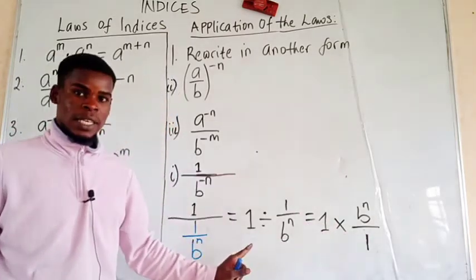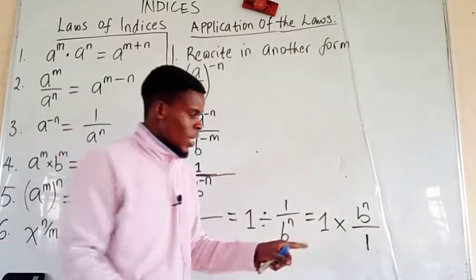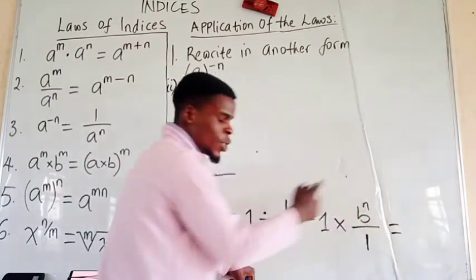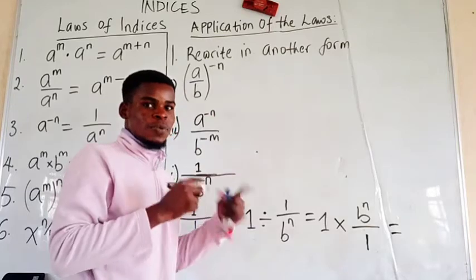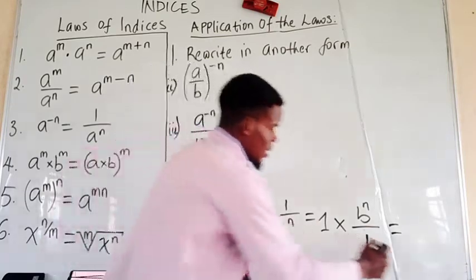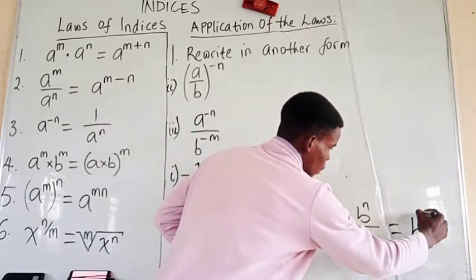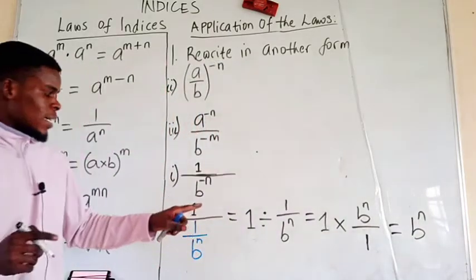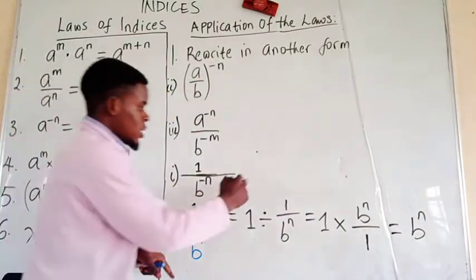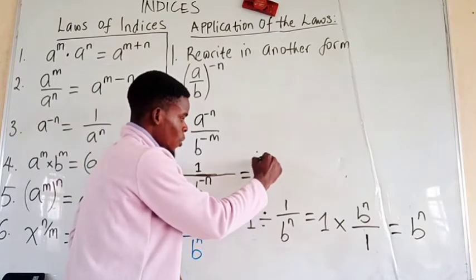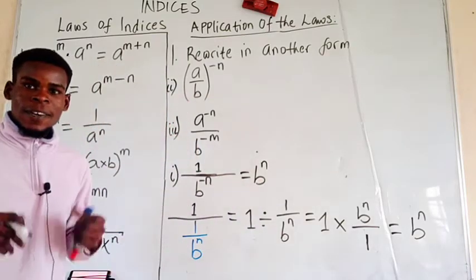By multiplying these together, you're going to see that b to the power of n divided by 1 is just b to the power of n. 1 times that is just going to remain b to the power n. This tells us that this right here is the same thing as b to the power of n. Okay, very nice, alright?